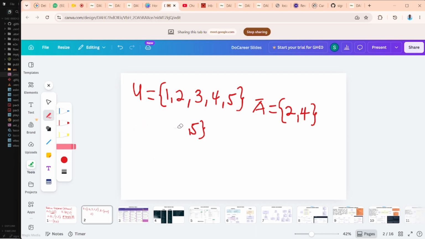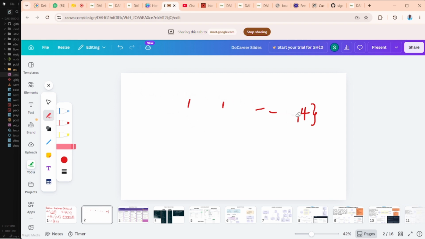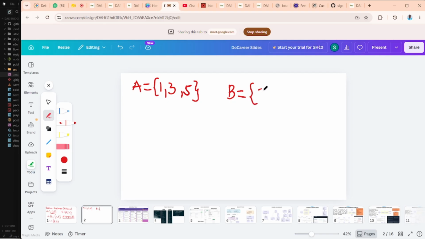Okay, I had A. Let me use the same A: 1, 3, 5. And B: 2, 5. All right, let's keep this one. So I'm just trying to find the Cartesian product of this. So I'm doing A multiply B.